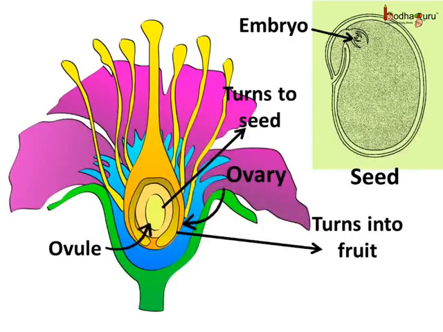Now let us see what exactly happens after the pollination. As we saw, after the pollination, the ovary swells up, turns into the fruit, and the ovule inside the ovary turns into the seed.